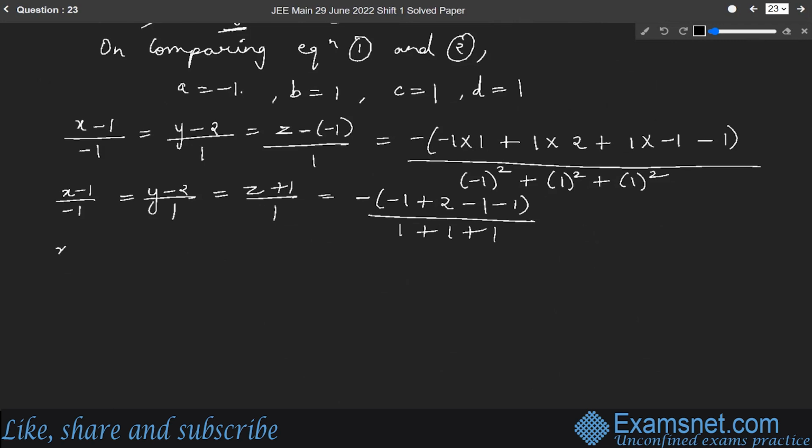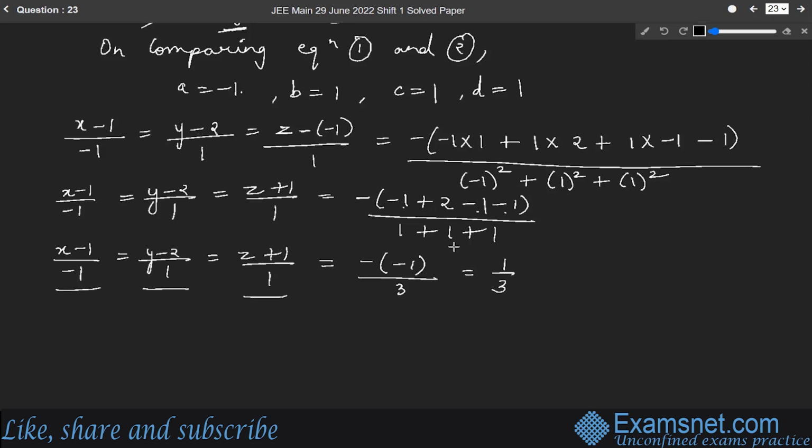Alright. So it will be (x minus 1) upon minus 1 is equal to (y minus 2) upon 1 is equal to (z plus 1) upon 1 is equal to minus of minus 1 minus 1 and minus 1 will be minus 3. Minus 3 plus 2 is minus 1, divided by 1 plus 1 plus 1, it is 3. So this will be equal to 1 by 3 because minus minus will be plus. Now we know that all these three terms are equal to 1 by 3.